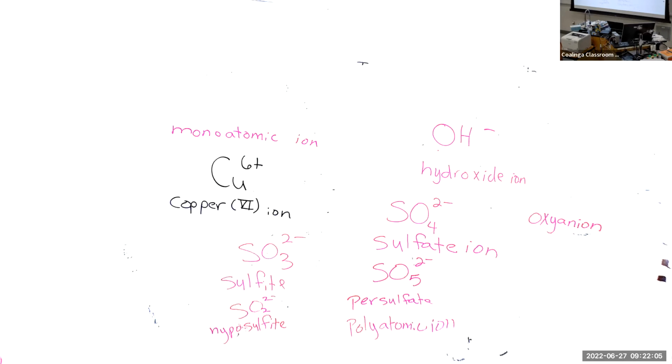Oxygen ion. What is that for? So that's the whole group. All of them are called oxyanions if they have oxygens in them, right? Hydroxide is an oxyanion. Sulfate is an oxyanion, right? Because it's oxygen and it's negatively charged. So that's the specific type of polyatomic ion.